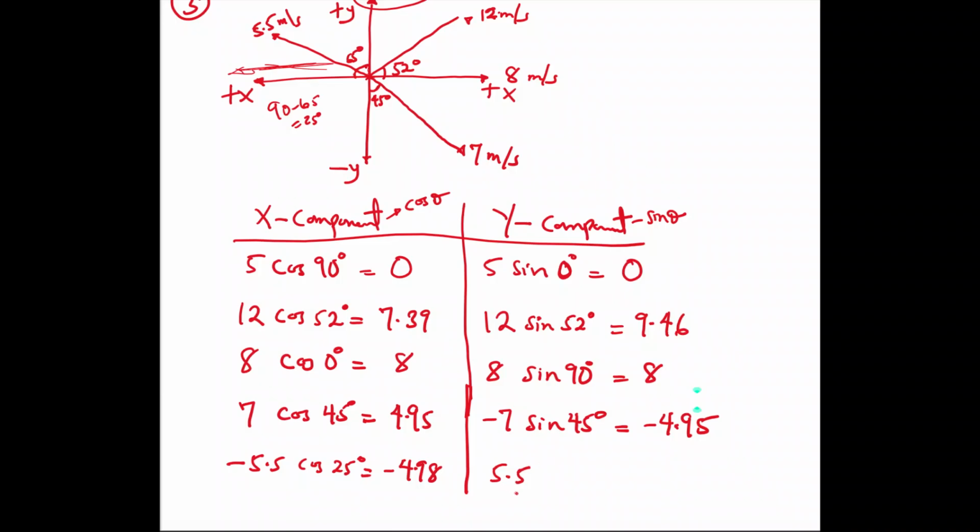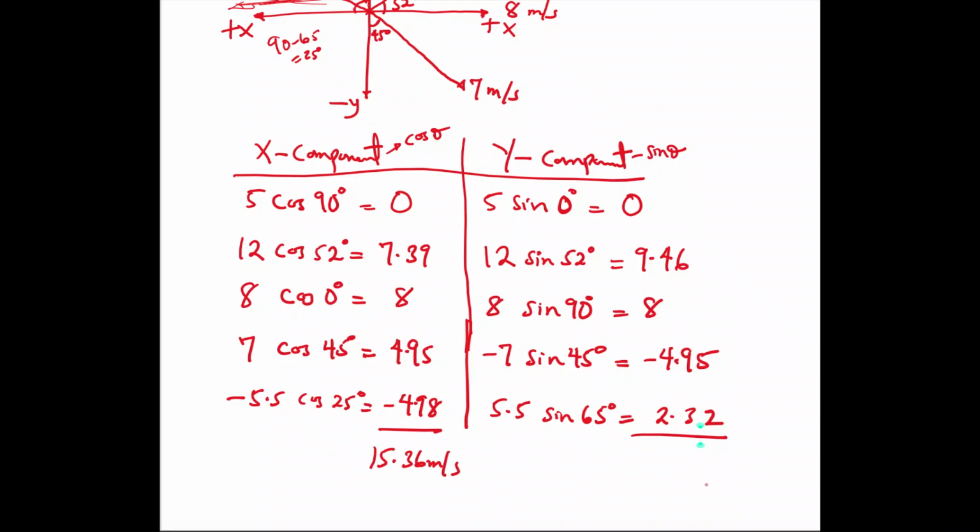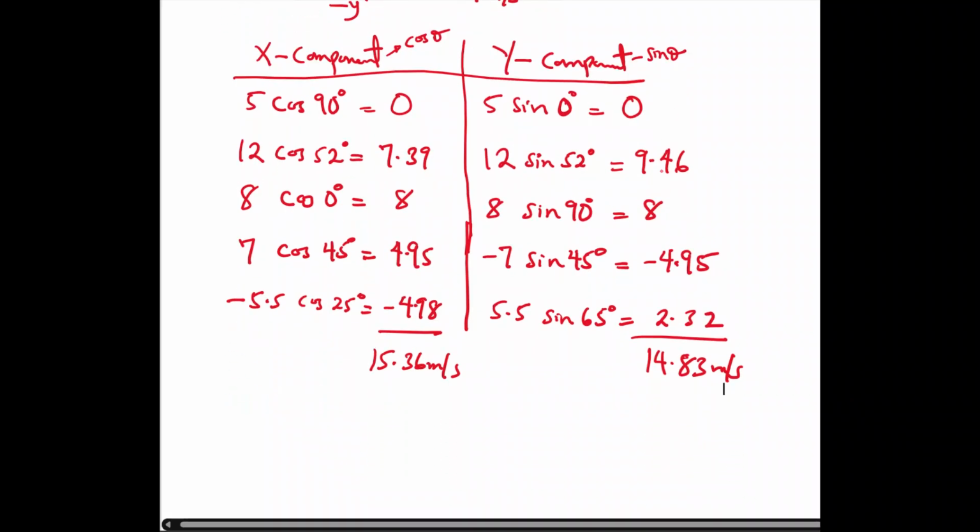And then we have 5.5. This one will be positive because it's facing up. 5.5 sine 65 degrees will give us 2.32. So if we add it up, the x total will be 15.36 meters per second. And if we add the y components up, then we should get about 14.83 meters per second.